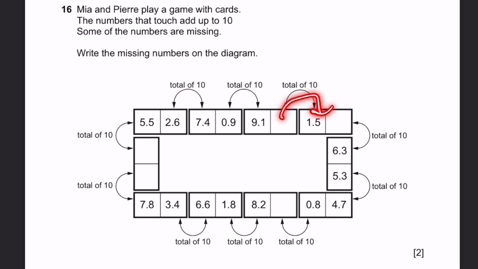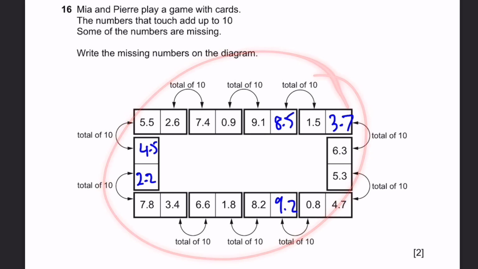So if these two have a total of 10, that means we can find this one. 10 minus 1.5 is 8.5. Using the same method, we can fill in all the other spaces as such, which I'm doing now, in the cards which are blank. This is the answer.